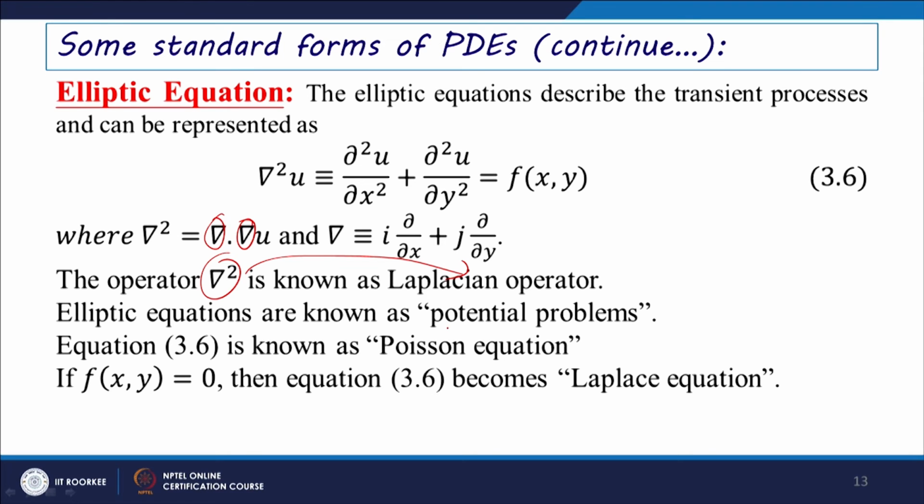So, we can just say that this equation is a Laplace equation whenever f of x y equals 0 here. When f of x y is non-zero, then it is called the Poisson equation. Especially, we are saying here that elliptic equations are known as potential problems, since these potential equations can be expressed as either the Laplace equation or the Poisson equation.